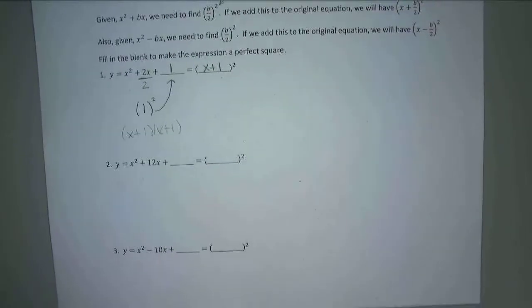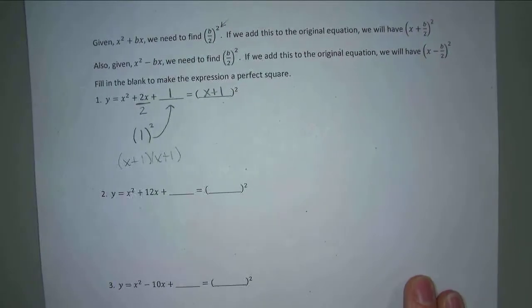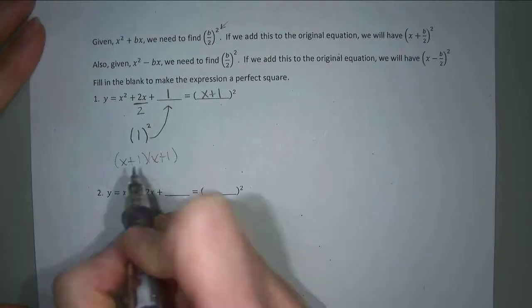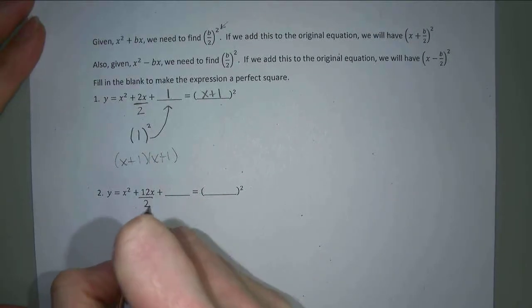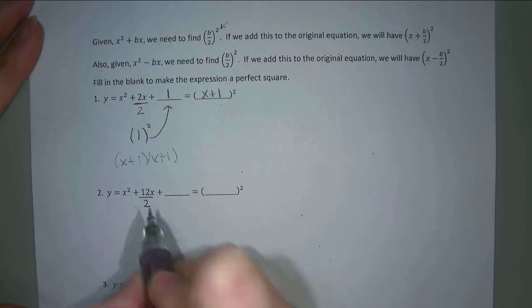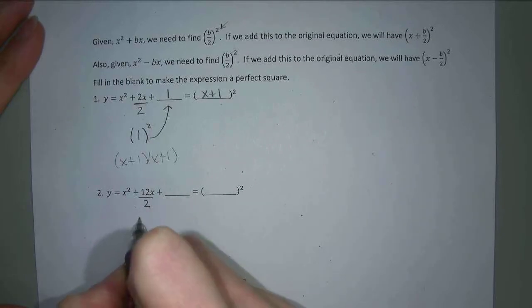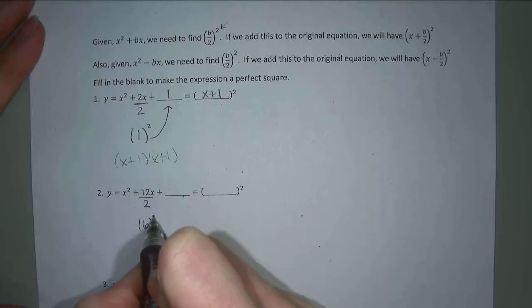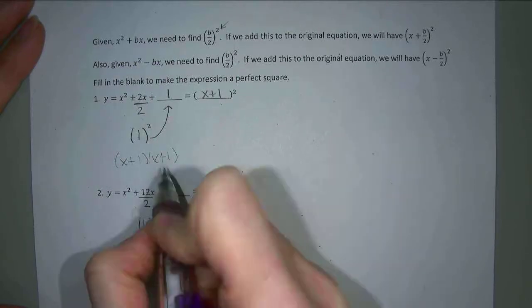If it's not an even number, that's fine. We can still handle it, okay? So let's look at 2. What are we going to do with 2? We are going to divide the b, which is 12, by 2. What is 12 divided by 2? 6, okay? Is 6 what I add to this line? No, I want to add 6 squared. What is 6 squared? 36.